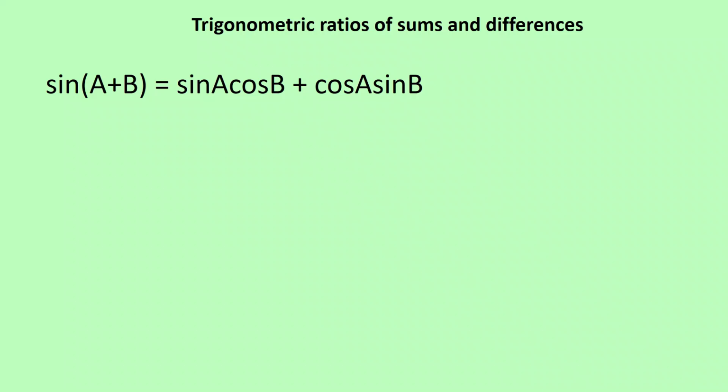Please make note that sine (A plus B) is not equal to sine A plus sine B. That is never true. It can be true for some cases, but that is not generally true. The general formula for sine (A plus B) is sine A cos B plus cos A sin B. So this you have to remember.